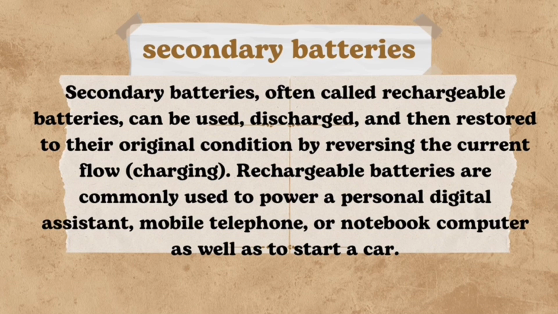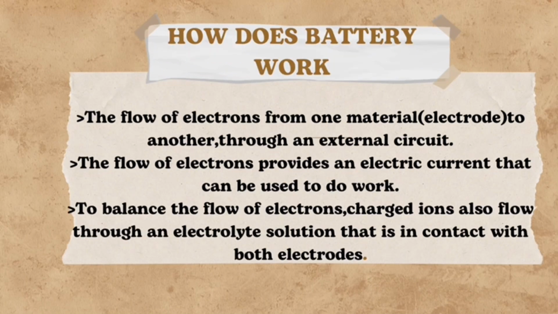Next, secondary batteries. Secondary batteries, often called rechargeable batteries, can be used, discharged, and then restored to their original condition by reversing the current flow, which is charging. Rechargeable batteries are commonly used to power a personal digital assistant, mobile telephone, or notebook computer, as well as to start a car. How does a battery work?